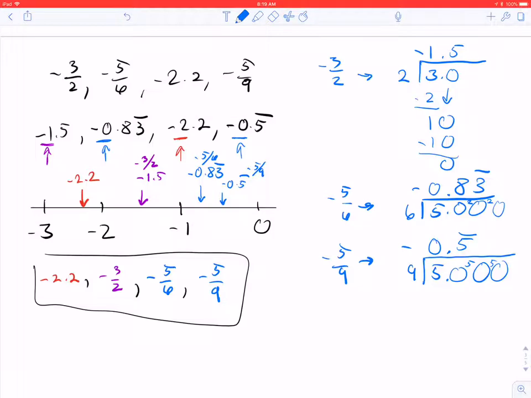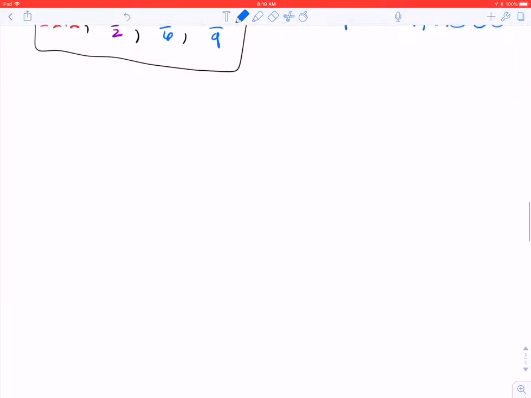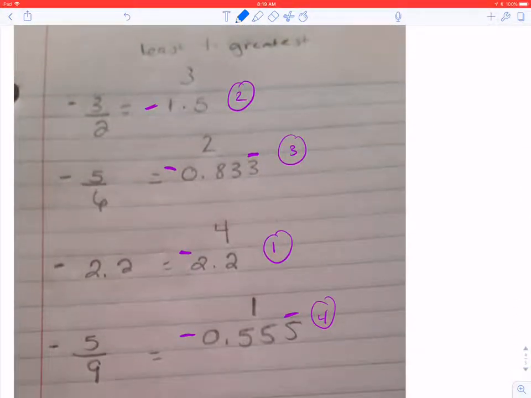Okay? So then plot them on the number line. Then you just list them from left to right. And you can do it whether it's positive or negative. You just need to correctly plot it on the number line. Okay? So that's the only suggestion I would make with something like that.